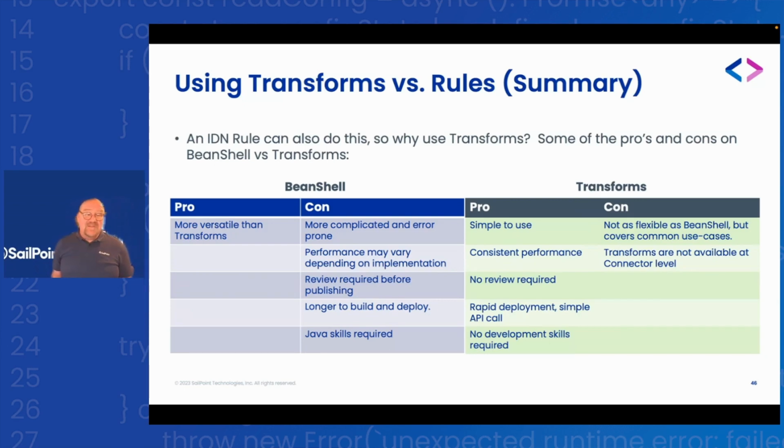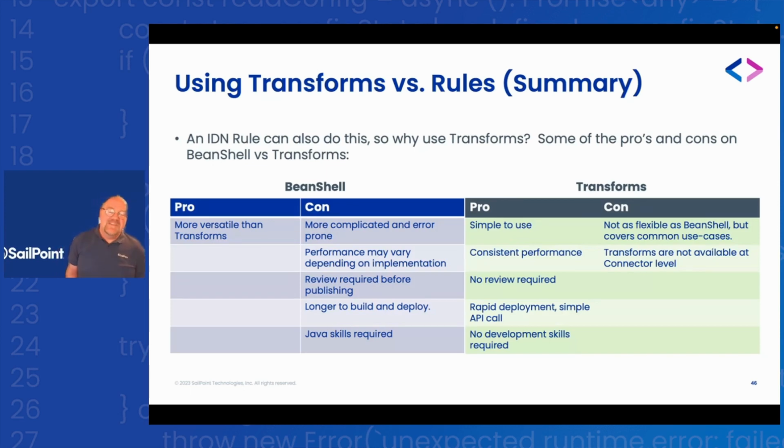But BeanShell rules are quite versatile. On the flip side, transforms are simple to use. Performance-wise, we've already worked out the best way to get the performance out of these transforms. There's no review required, so you can just upload it and try it. It's a lot faster because of that, and there are various things that you can try out locally, like velocity templates. You can try those out, and there are some areas where you can actually test them inside IDN.